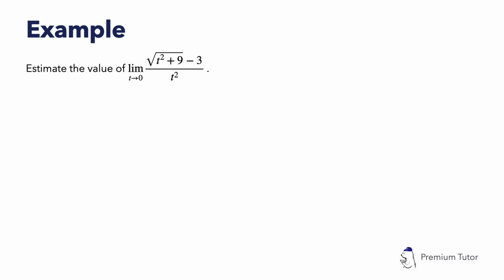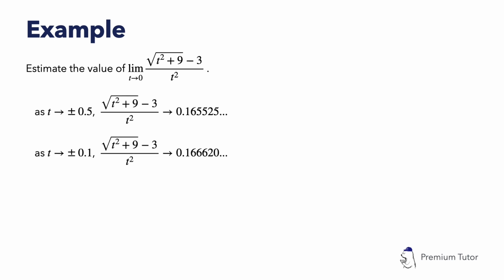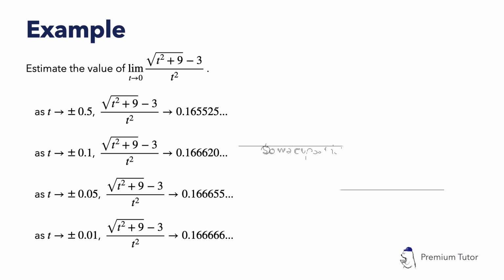Let's try this idea with an example. We're estimating the limit as t approaches 0. If we plug in small values of t, both positive and negative, the results start settling around 0.166666, or just 1 over 6. Notice we didn't need to plug in t equals 0. We just looked at what values were doing as we got closer. That's the power of limits. They show us how a function behaves near a point, even when the function itself isn't defined there.